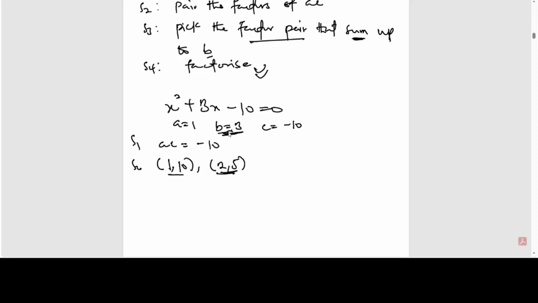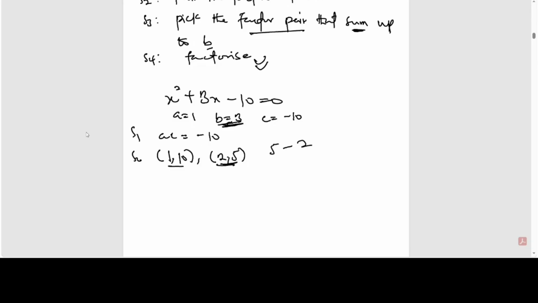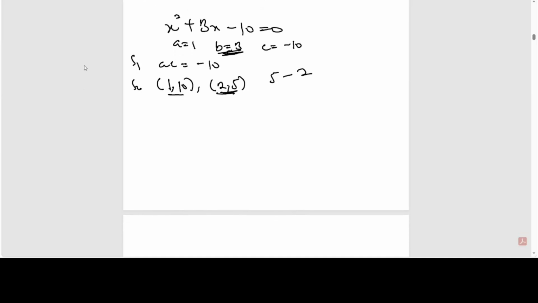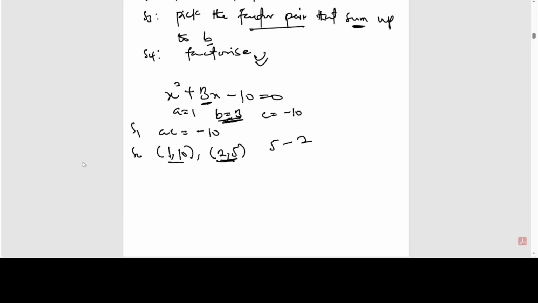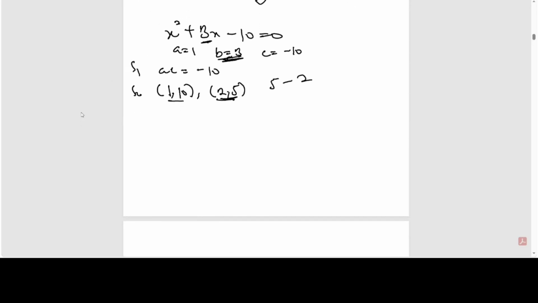Over here, our B is 3, and we want to pick which factor pair we can manipulate to get 3, and that is this pair, 2 and 5. And how do we get the 3? We're going to do 5 minus 2, and that gives us 3. So if that's the case, then we're going to rewrite the quadratic equation, and when we get to the 3, the B, you're going to write this as 5 minus 2, because we've split it into 5 and 2. So the next step is to factorize, and this is what goes into it.